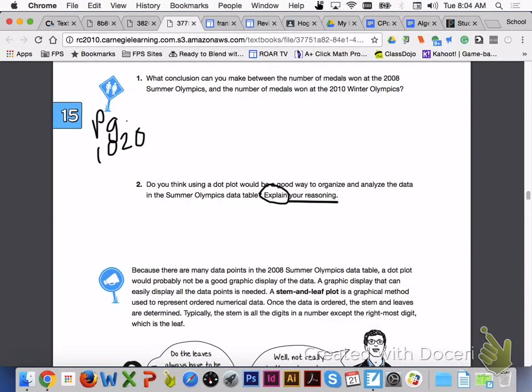Please turn to page 1026, answer number 1 with your group members. You can refer back to page 1020 in order to look at the 2010 Winter Olympics table. And also please answer number 2 with your group members.